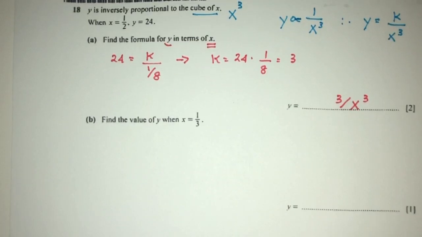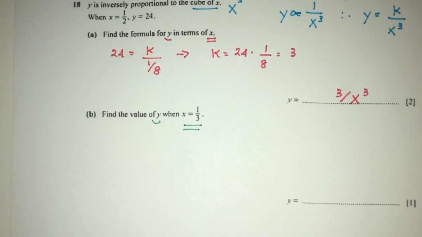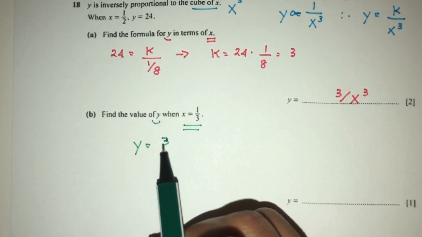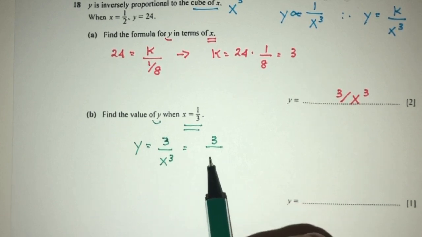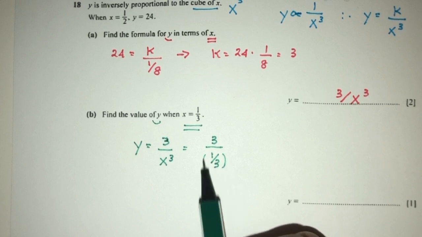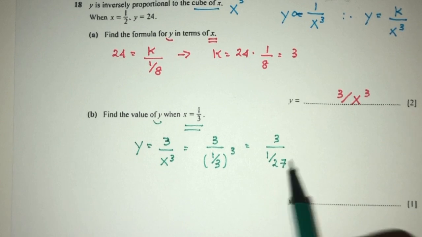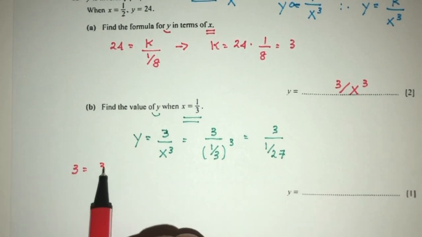Now part B, we have to find the value of y when x equals this. So let's see. The equation will be y is equal to k over x cubed, which is 3 over x cubed. So replace x by 1 over 3 cubed. That will be 3 over 1 over 27. Now we have to realize what 3 is. 3 is the same as 3 over 1.